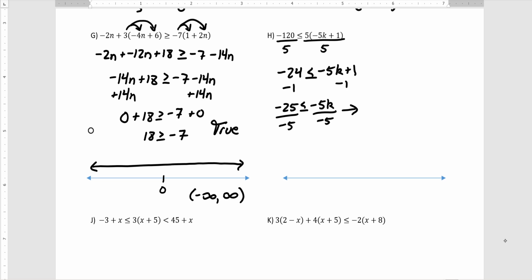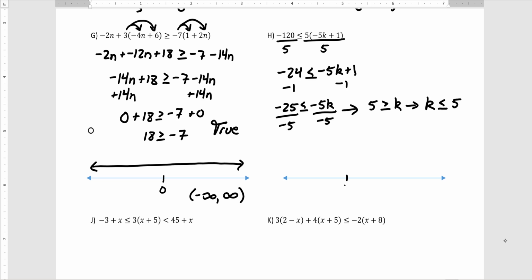-25 divided by -5 is +5. And what was less than or equal to is now greater than or equal to k. However, notice here, that puts my number before my variable. We don't like that. So let's go ahead and rewrite it. K, when I do this, I got to flip that sign again. Less than or equal to 5.